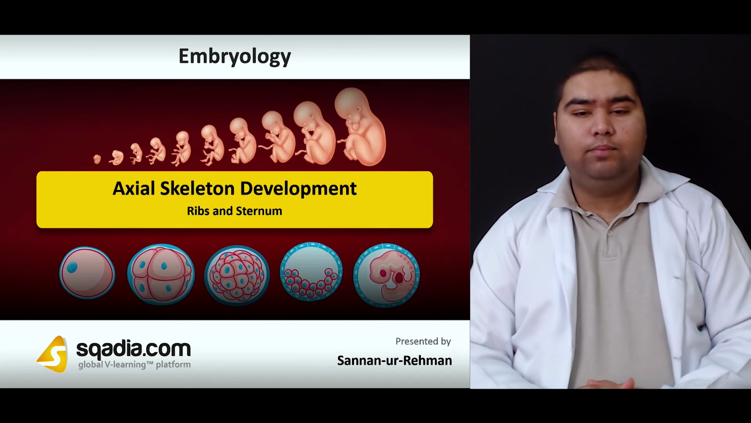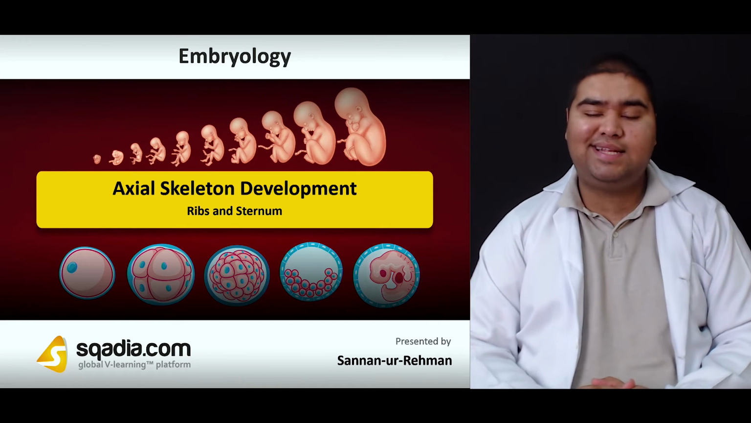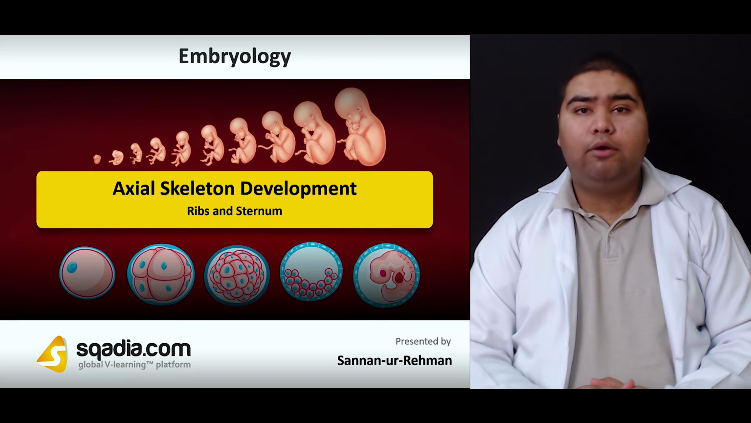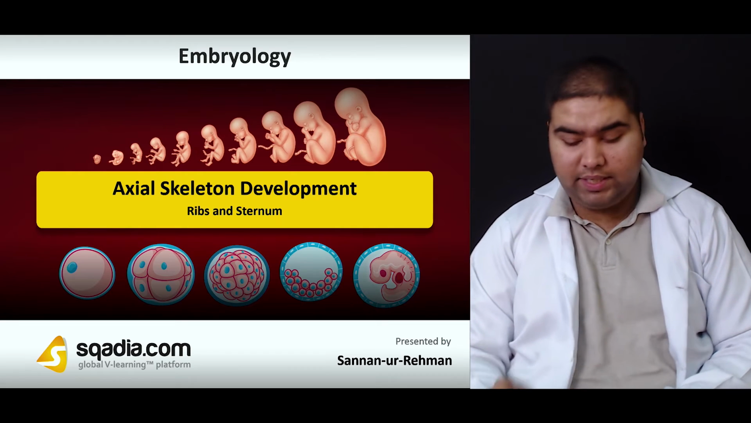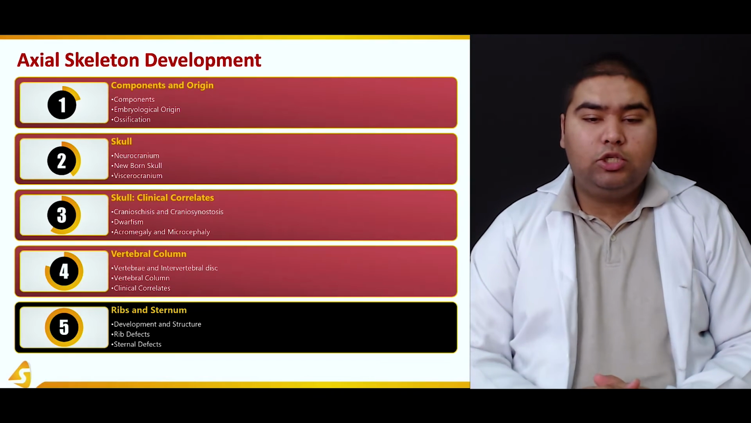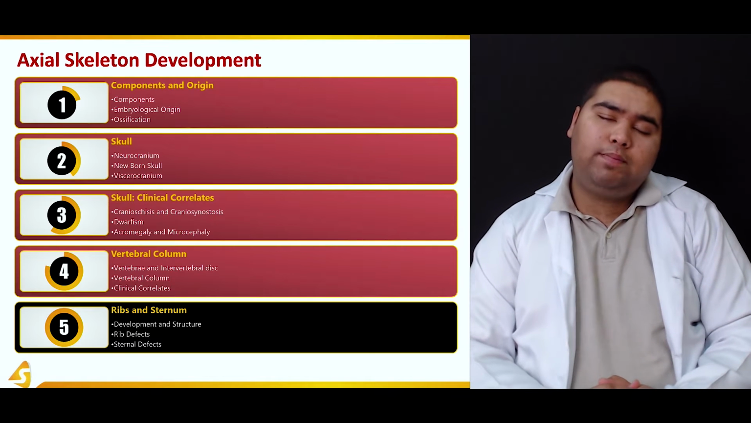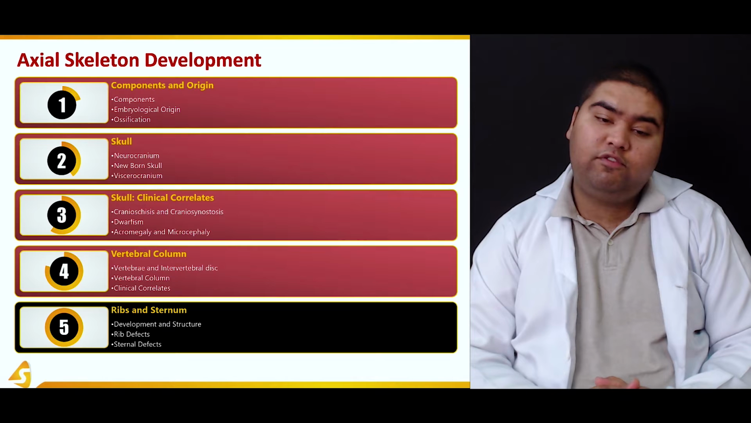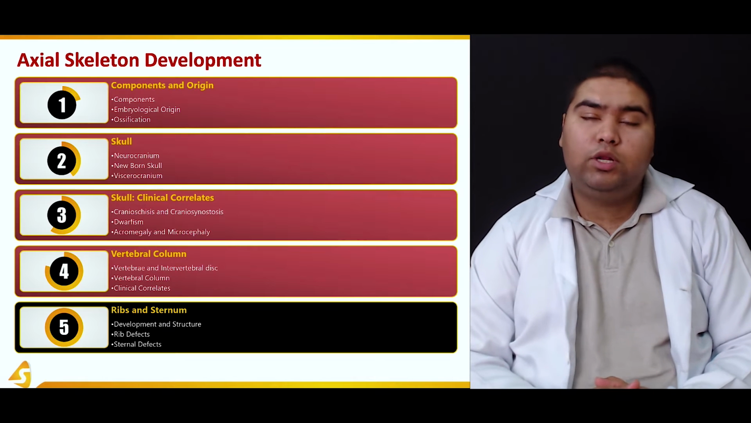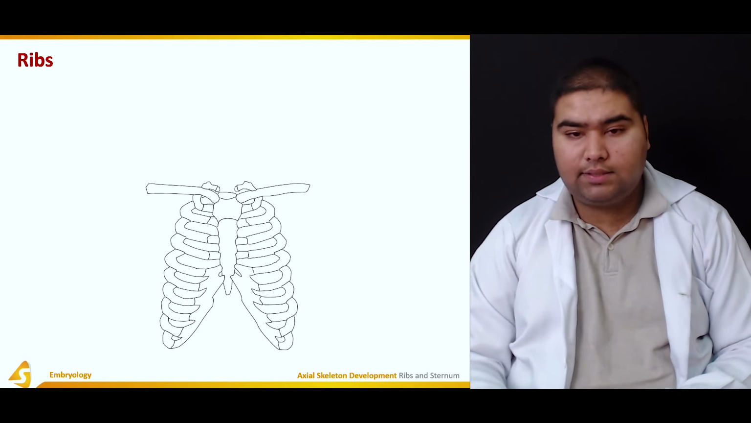Hello once again. We've come to the last subsection of our presentation, Axial Skeleton and Development. We'll be talking about ribs and sternum in this presentation. So, what topics will we be covering? We'll be talking about the development and structure of ribs and sternum. We'll talk about the rib defects and the sternal defects.